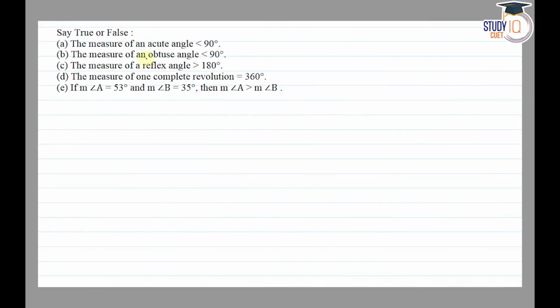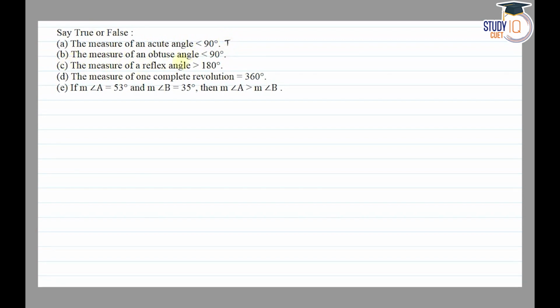Hello everyone. This question appears in the Class 6 NCERT chapter Understanding Elementary Shapes. This is the second question of Exercise 5.4. The question says, state true or false. Part A: the measure of an acute angle is less than 90 degrees. So it's true, means correct.